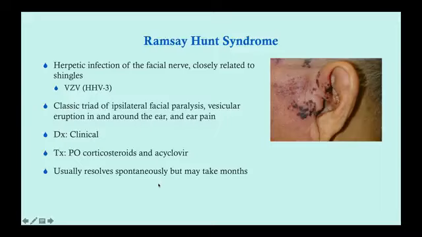That stands in contrast to Bell's palsy, which typically resolves in a few weeks. Ramsay-Hunt syndrome can take a little bit longer than that. And I think it's like 50 to 70% of cases resolve within a few months.